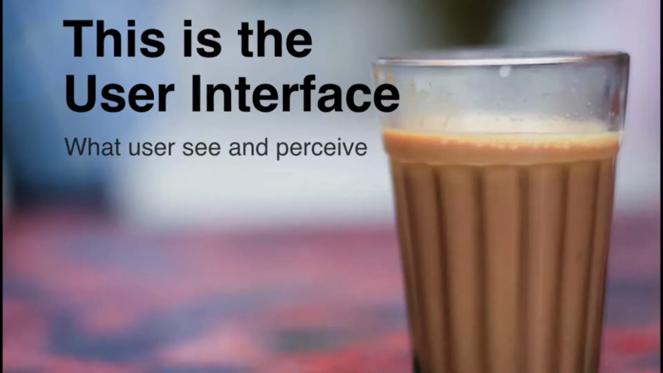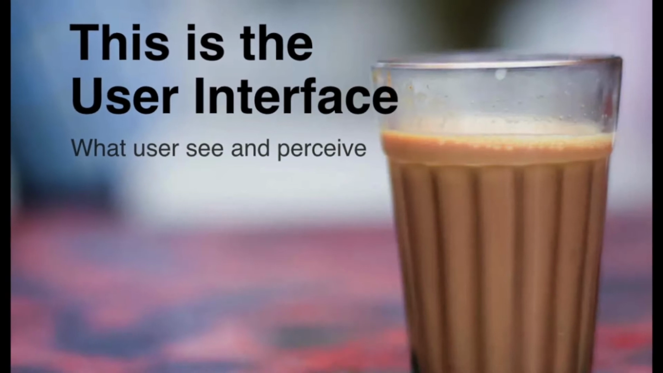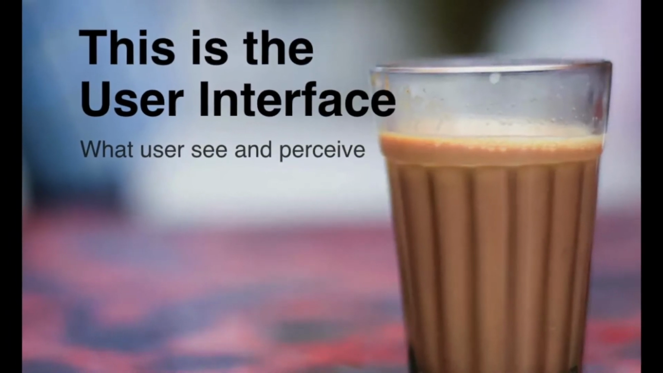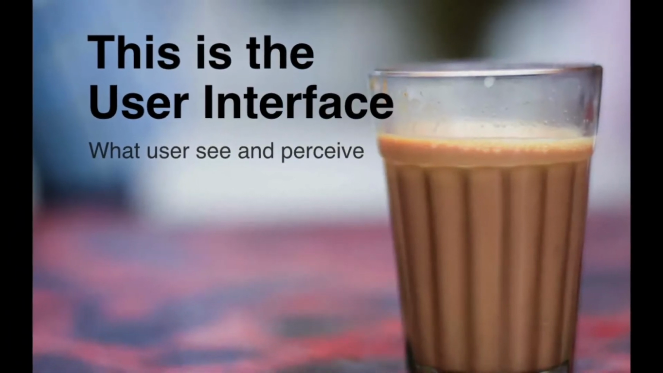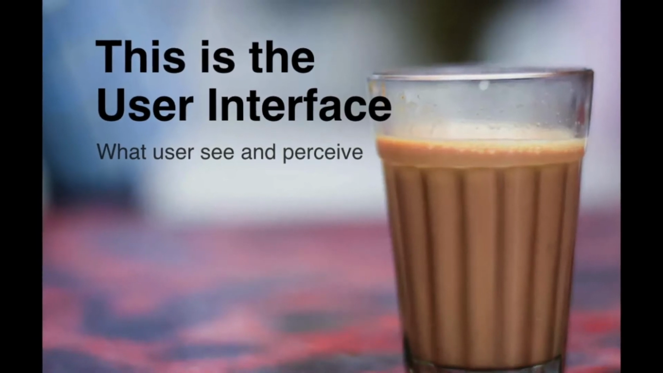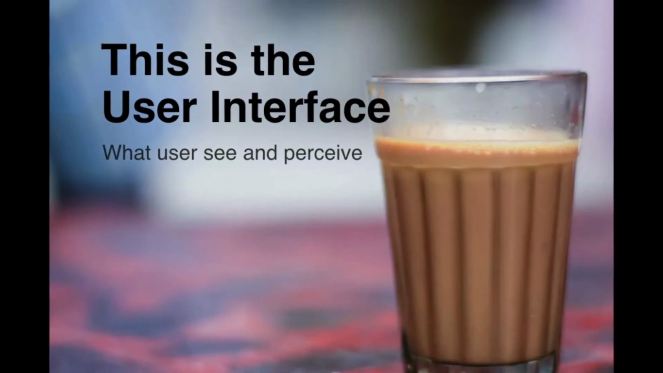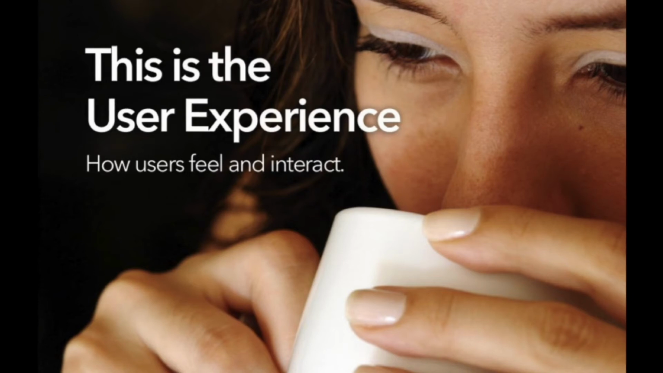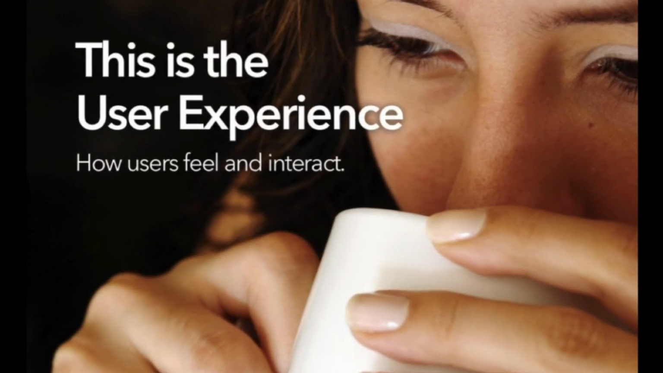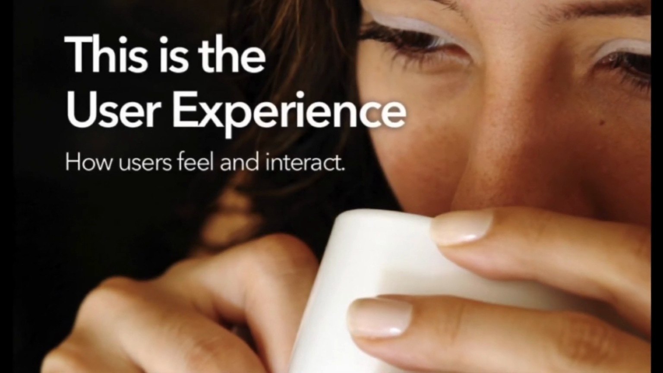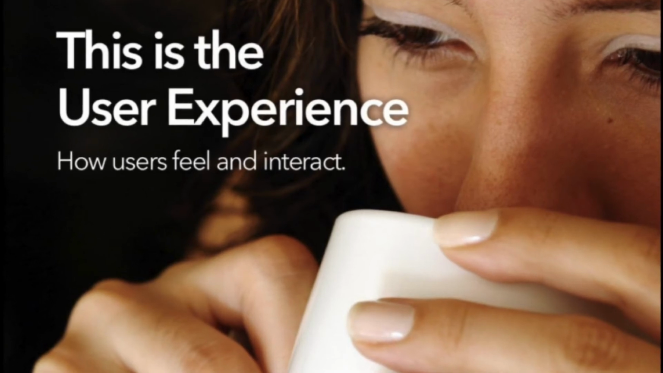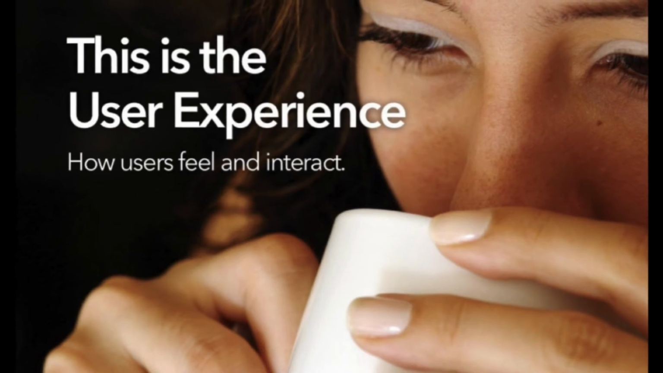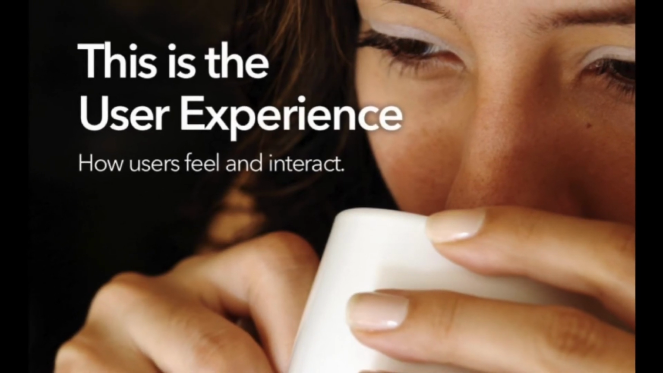This is the user interface: what users see and perceive. What we are seeing is our user interface. As you can see in this screen, there is a glass of tea. This is our user interface. And this is the user experience: how the user feels and interacts. When a user drinks this tea, he will be able to feel it. The tea is sweet, tasteless, good or bad, so that he can experience this tea. So this is our user experience.